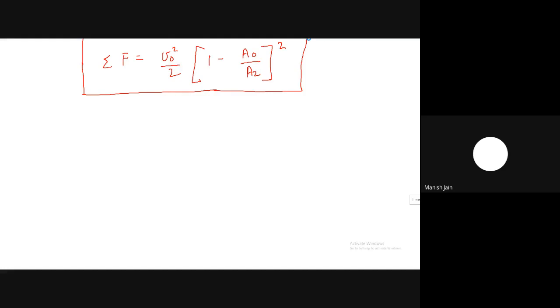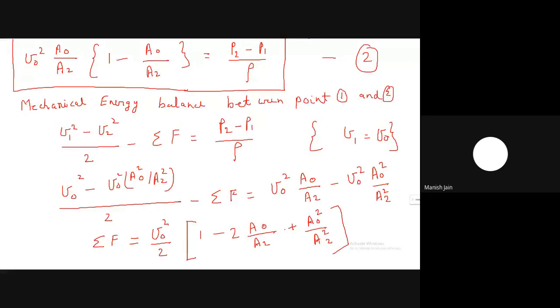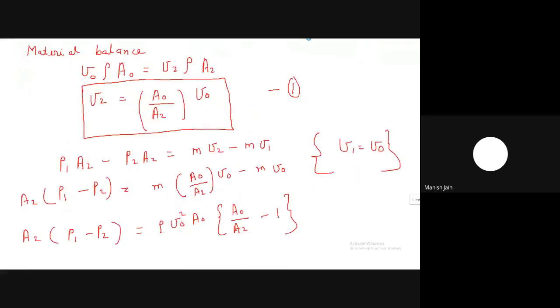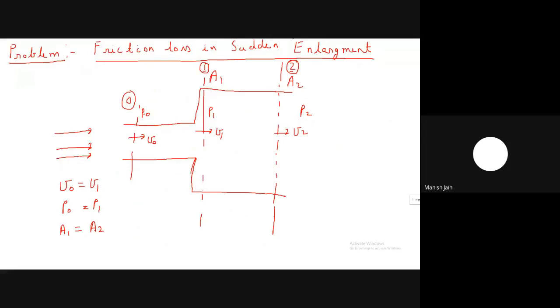So here we have used the momentum balance. First we did the material balance, then the momentum balance, and at last the mechanical energy balance between these 3 points. Okay, velocities are equal, V0 and V1 are equal, P0 and P1 are equal, and the surface areas at A1 and A2 are equal. Why are V0 and V1 equal? Because the velocity will not suddenly change, and it will take time to change the direction of the flow.